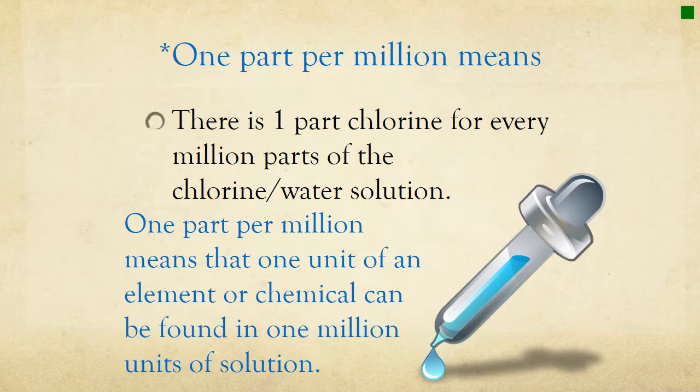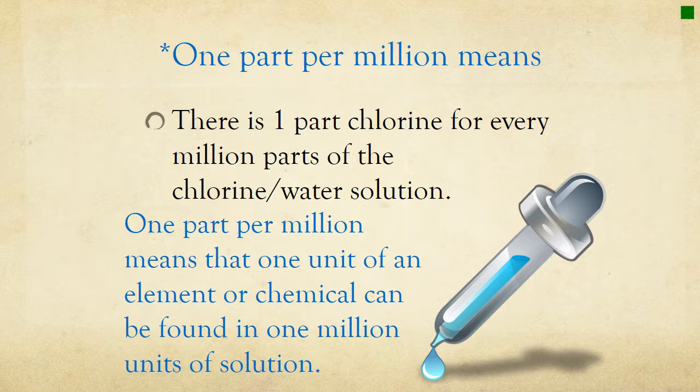Typically you'd have to understand what 1 part per million is. I took these slides out of my notes, so the first sentence here probably doesn't mean a lot to you, but the one in blue explains it very well: 1 part per million means that 1 unit of an element or chemical can be found in 1 million units of a solution.